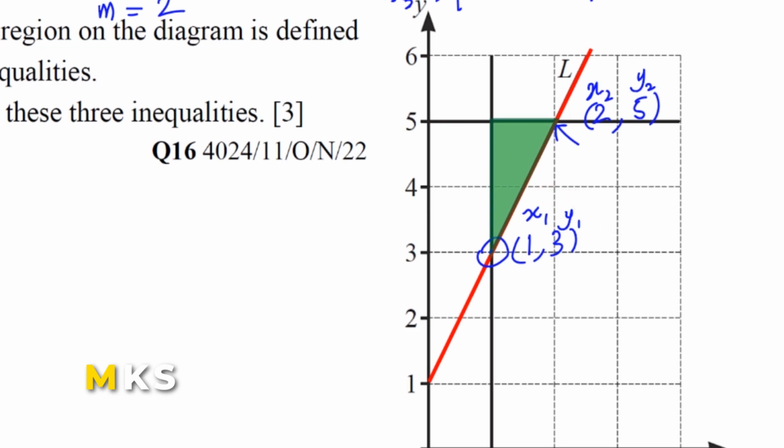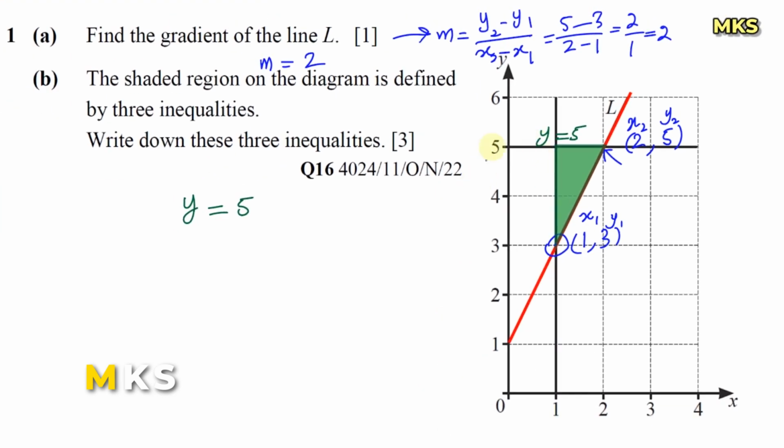To write the inequalities, first we need to have the equation of each of the boundaries. The top boundary of the triangle is a horizontal line which is passing through the value of 5. So the equation for this will be y is equal to 5. The other line is a vertical line passing through 1, which is on the left of the shaded region. So its equation will be x is equal to 1.